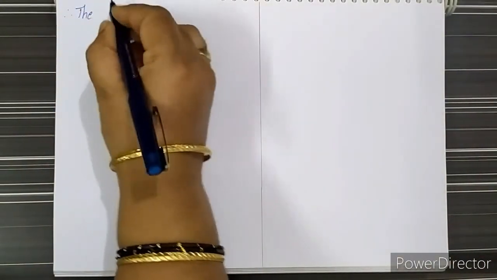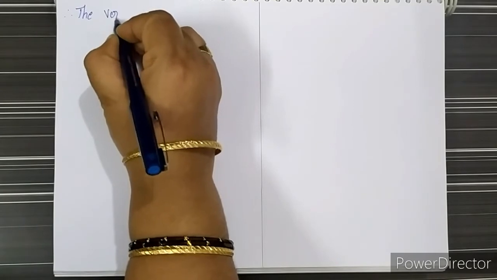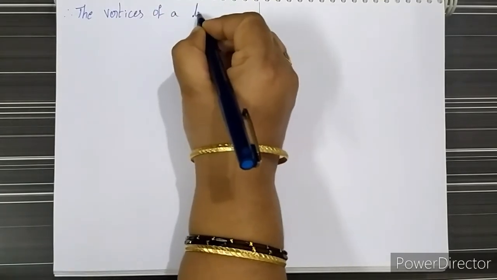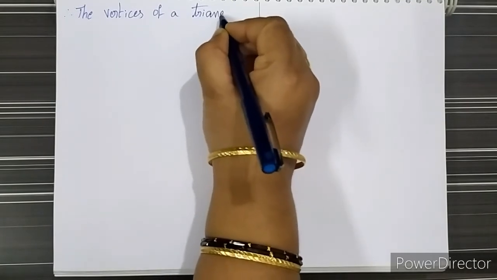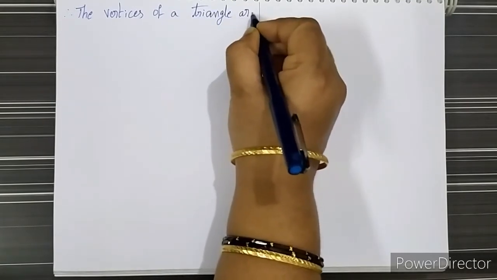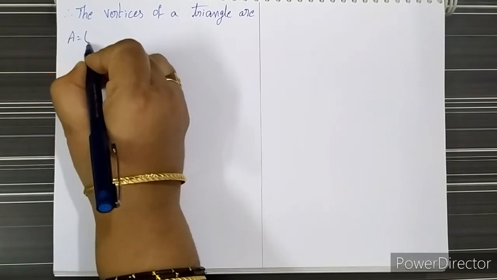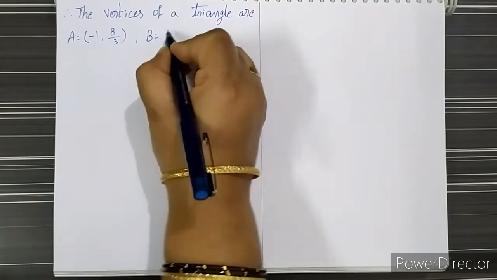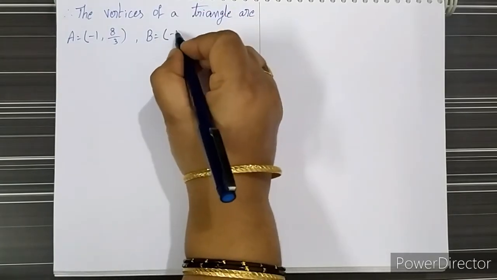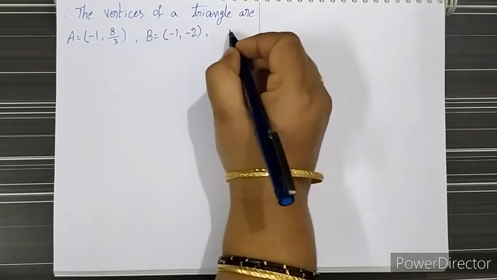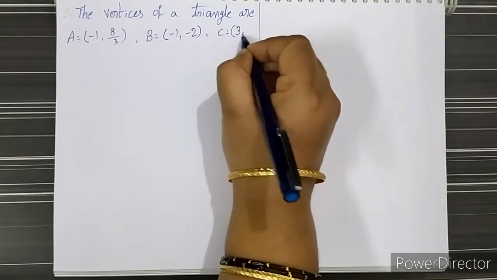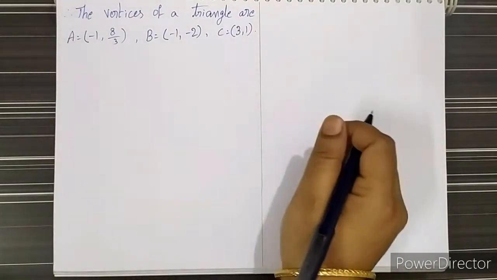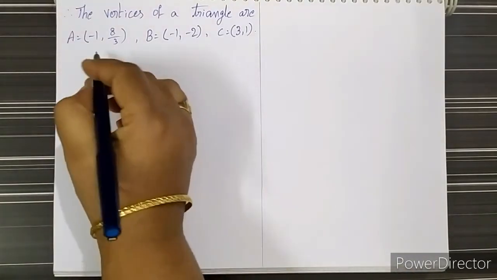Therefore, the vertices of the triangle are A equal to (-1, 8/3), B equal to (-1, -2), and C equal to (3, 1). Then we have to find out the lengths.